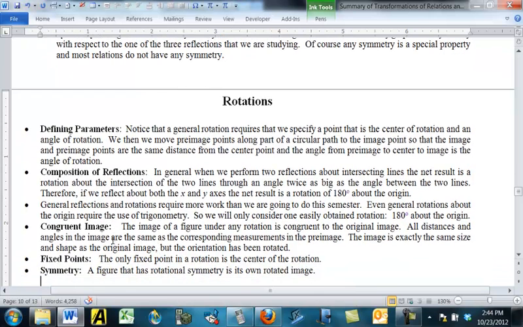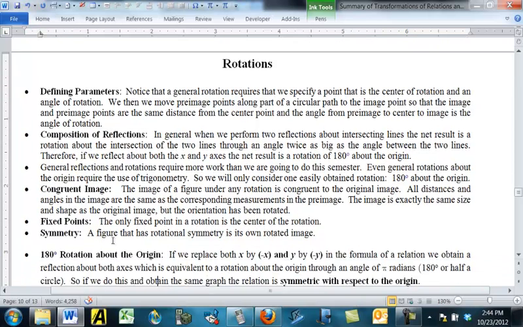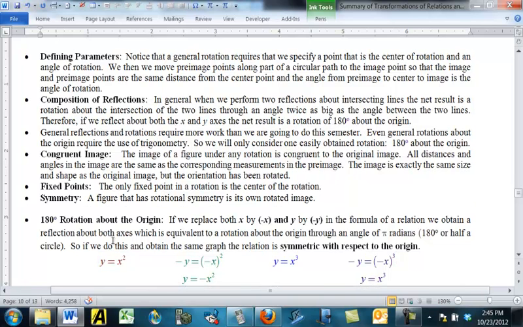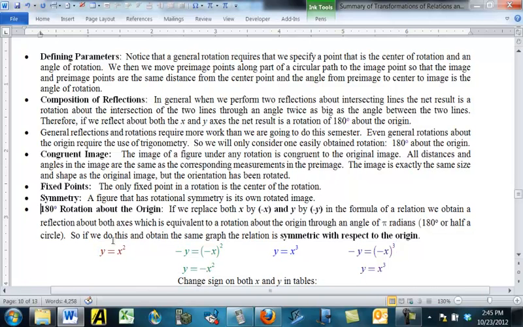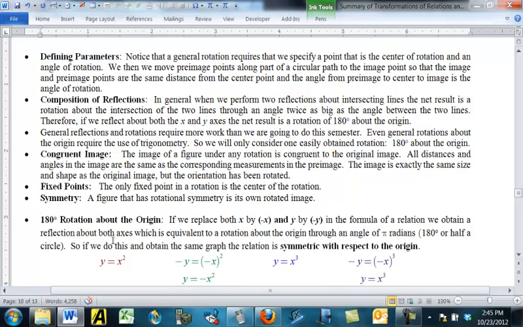The only fixed point of rotation is the center of rotation, and of course you can rotate a pre-image and get the same image. Collectively, that has rotational symmetry. So if we rotate 180 degrees about the origin and get the same thing we started with, it has origin symmetry. So we can test for origin symmetry by replacing x by minus x and y by minus y. If that formula turns out to be the same and the graph is the same, then it has origin symmetry.